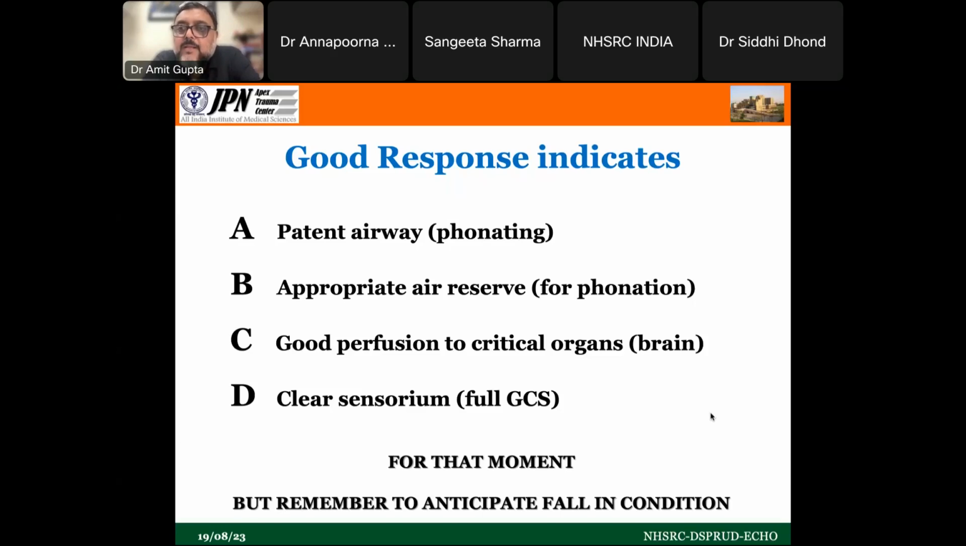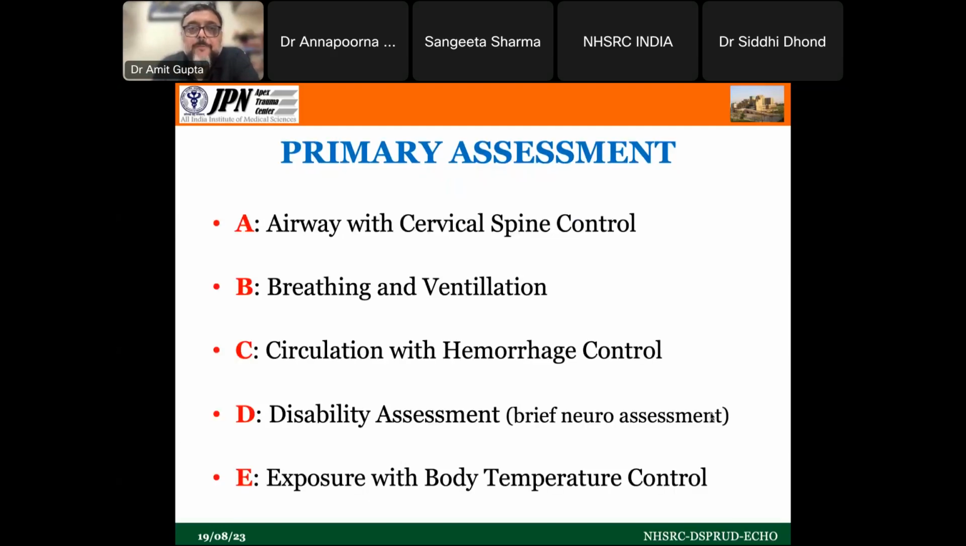Remember that this patient is a dynamic patient, he may fall. So initial, this is a good triage tool for just asking. And if the patient is fine, you can continue to monitor him in yellow area. But if the patient is unresponsive or has any issues in vital signs, then obviously he needs to go to the red area.